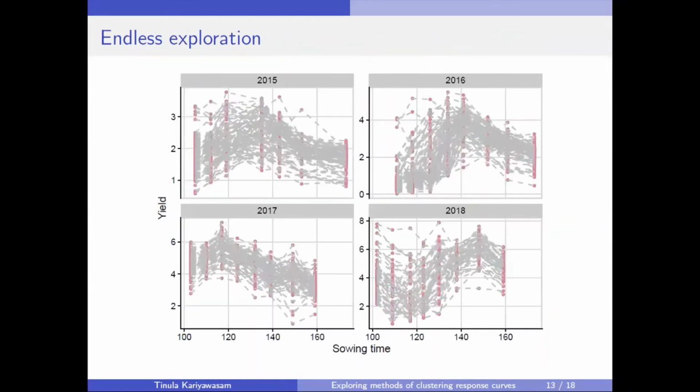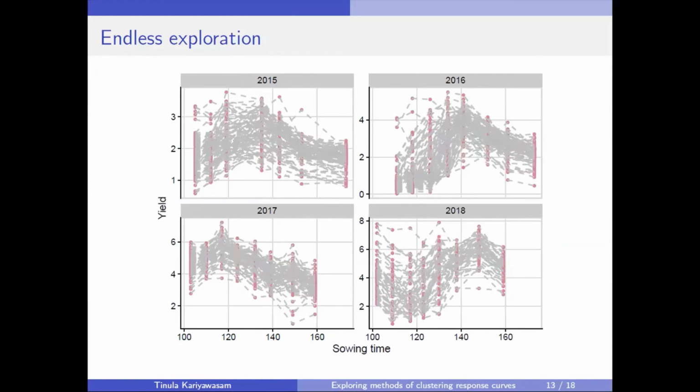Remember, we do have 4 years of data, and each year is very, very different from each other. So much of the work was just working with it, having a look at response curves, having a look at groupings: does it work? What is the right K value? It's a lot of exploration.